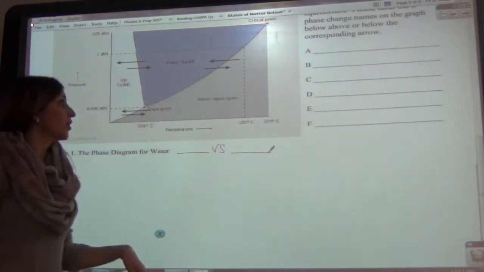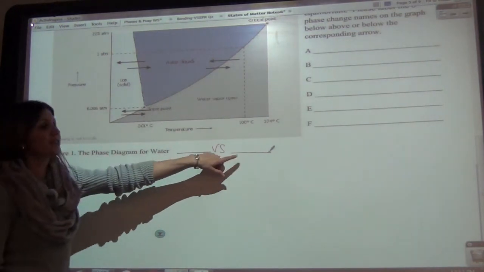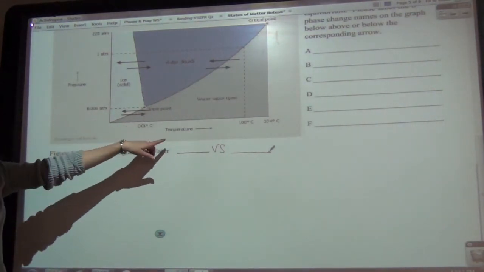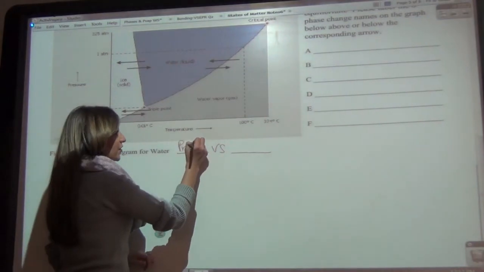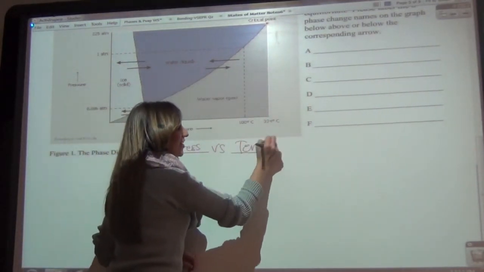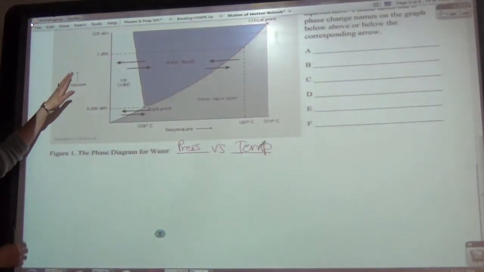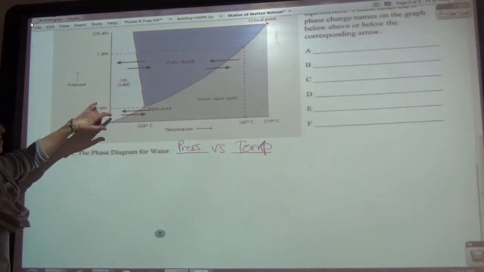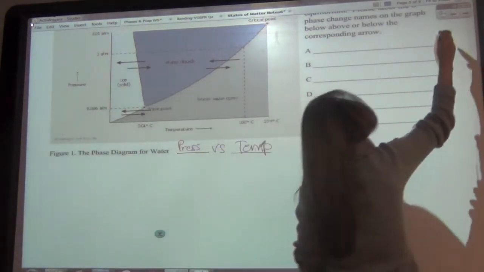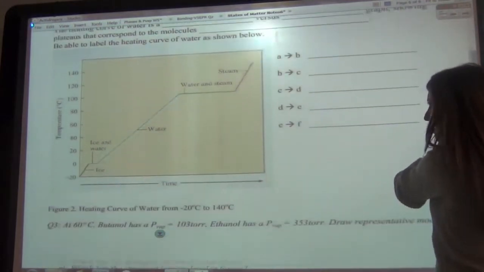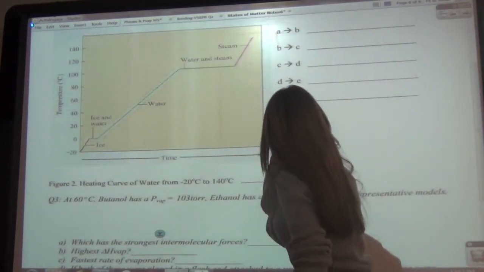On the count of 3, what are your axes? 1, 2, 3, what versus what? Say it. Pressure versus temperature. Nice, it is pressure versus temperature. Awesome, love it. Okay, so that's going to be the label for your axes on this graph. Flip to the back page real quick here. And let's do the same thing for this one.